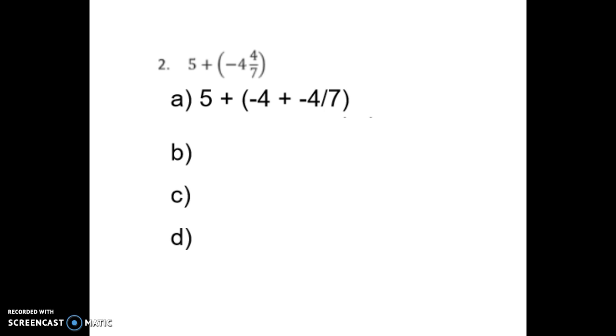This is my very first step, letter A. I'm going to break up the mixed number into the whole number negative 4 and also the fraction. Now both of these are negative because I'm subtracting both of them. It's a negative 4 and a negative 4/7.